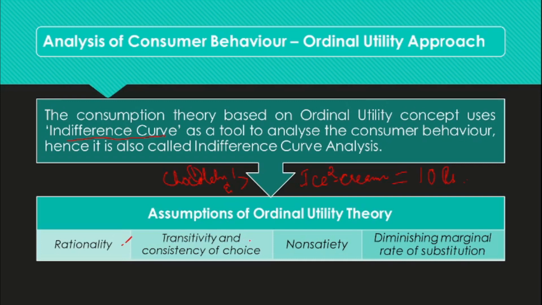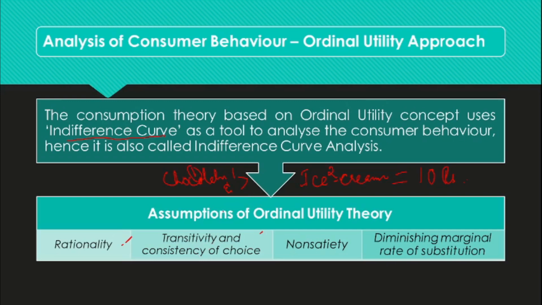Transitivity and consistency of choice is the second assumption. What does it mean? Whatever choices the consumer makes, suppose in the example of chocolate and ice cream, they will remain consistent. The consumer will remain consistent, at least for a period of time, in his choice; he is not going to change his taste or preference very quickly. Only then will this theory hold true. But if there is a consumer who keeps switching or changing his preference, then this theory may not be very effective in drawing the demand curve, and indifference curve analysis will not be very helpful.